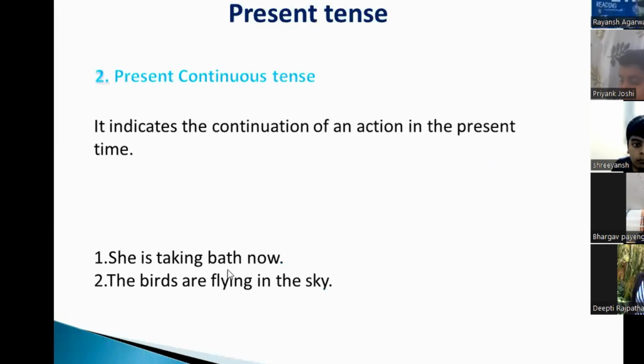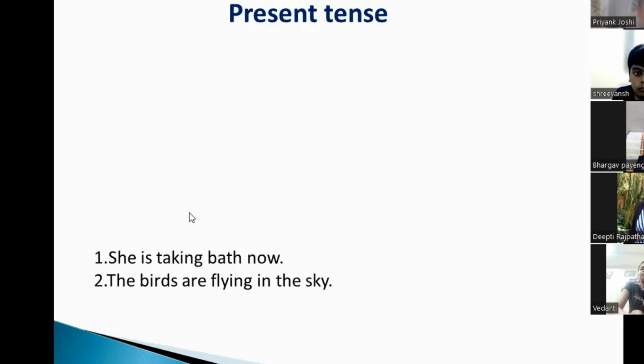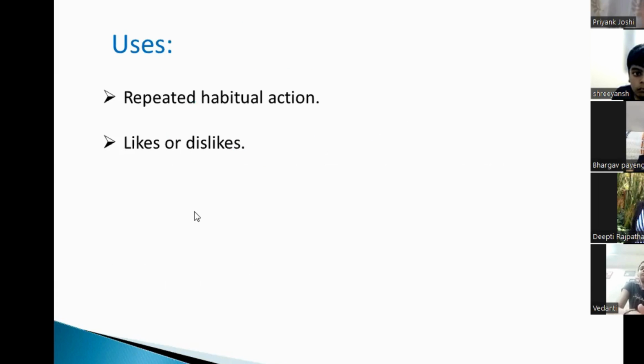Ma'am, I think Praneeth has some doubt. Okay, Praneeth, please share your doubt. Unmute yourself. Yes, Praneeth. Ma'am, I have a doubt in the simple present tense. Okay, what's your doubt?